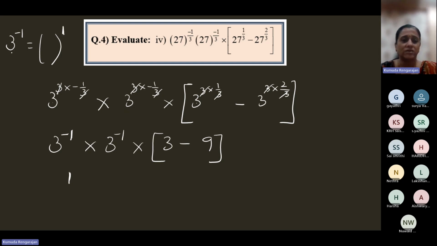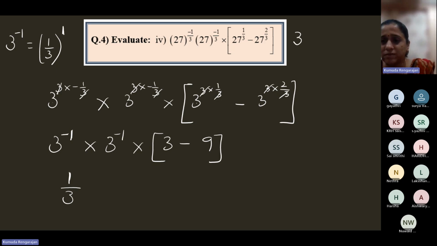Then the base, which is 3 by 1, the base is 3, that is 3 by 1, should be written as 1 by 3. So 1 by 3 to the power 1 is nothing but 1 by 3, because it is to the power 1. So 3 to the power minus 1 is nothing but 1 by 3.